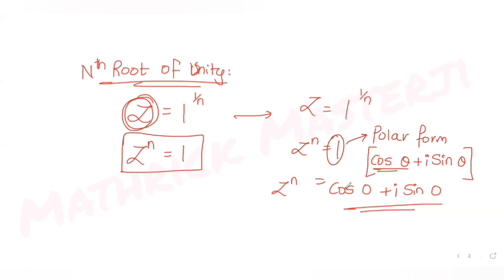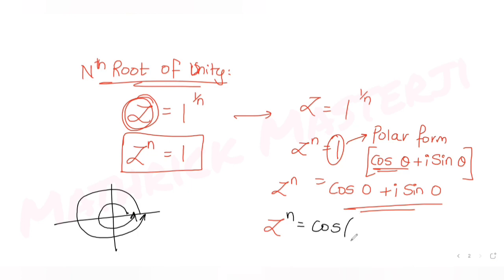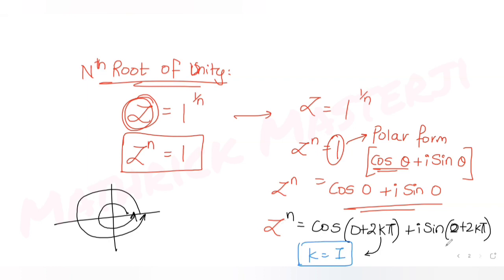Now further, if I want to write it in general terms in terms of 2 pi, I know that after every angle of 360 degrees, that is after every one revolution, you have the same value of cos and sine repeated. So I can write z raised to n is equal to cos of 0 plus 2k pi plus i sine of 0 plus 2k pi, because after every angle of 2 pi it has the same values repeated. Here k is any integer. So I have z raised to n like this.